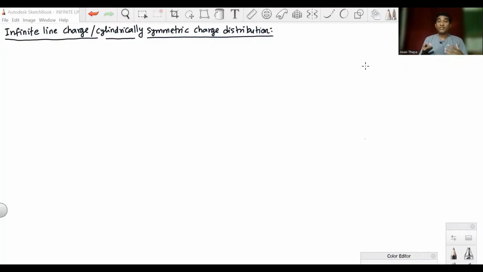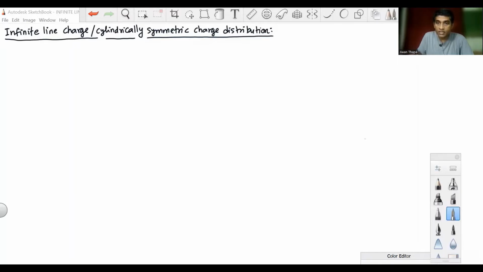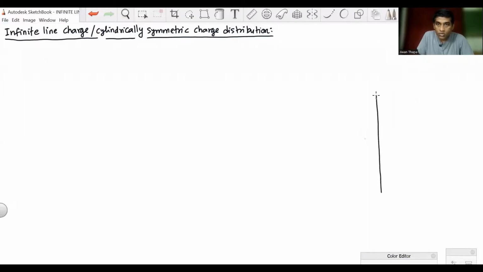Hello everyone. Today we are going to discuss field due to infinite line charge or cylindrically symmetric charge distribution. Clear? So let us consider an infinite thin rod, okay? And it is uniform in diameter, okay?